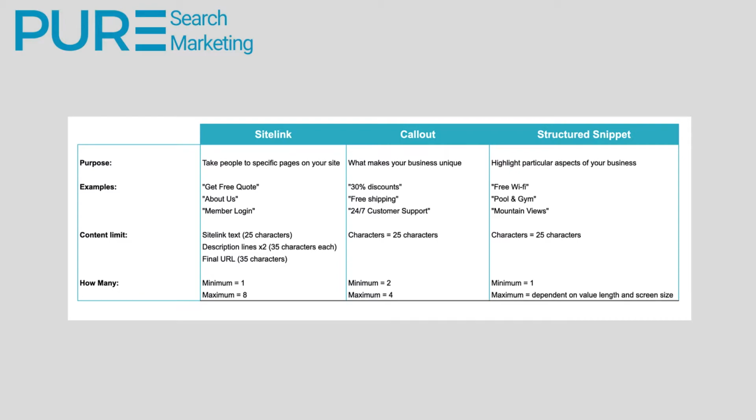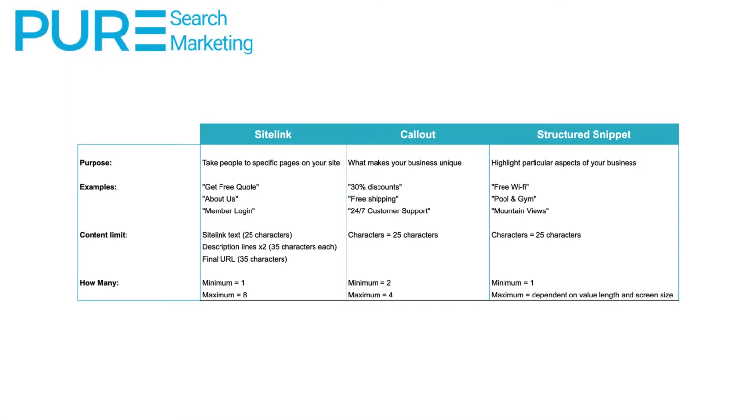Your characters for those, they're called values. The number of characters for each value is 25. So again, you've got a huge amount of space that you can be filling up with information for your users. The minimum that you can use is 1, and the maximum is dependent on the value length and the screen size that the user is using. Okay, so with that in mind, let's go on and start adding extensions to our ads.